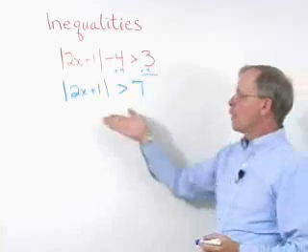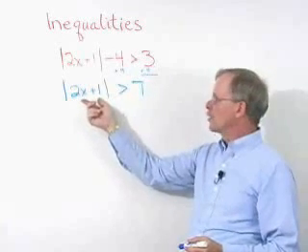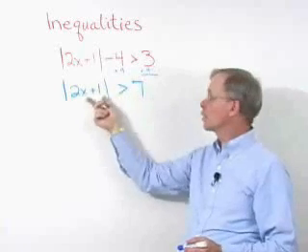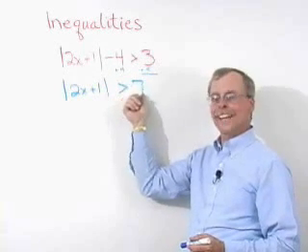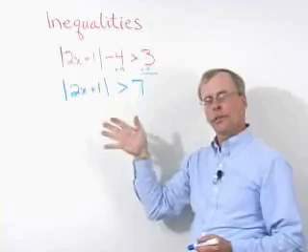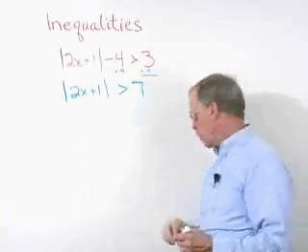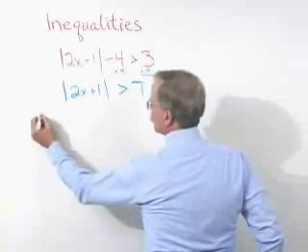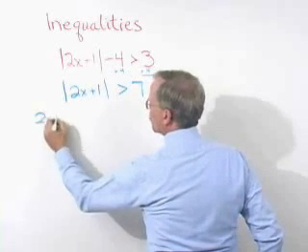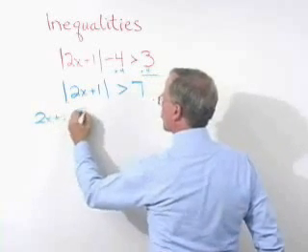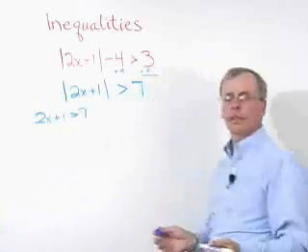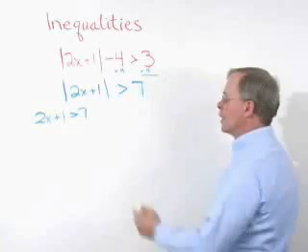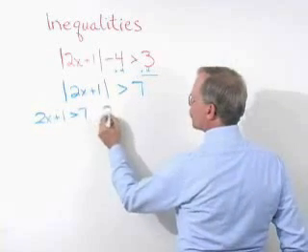Now, remember if we did equations, we had 2 different possibilities. Either 2x plus 1 was equal to 7 or 2x plus 1 was equal to negative 7. We'll do a similar thing this time, but there's one place for us to be very careful. First, the obvious one, 2x plus 1 is larger than 7. We've just removed the absolute value signs. But the second one looks like this.